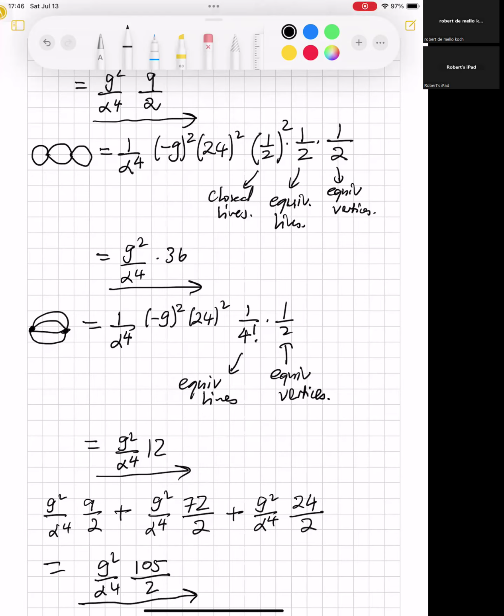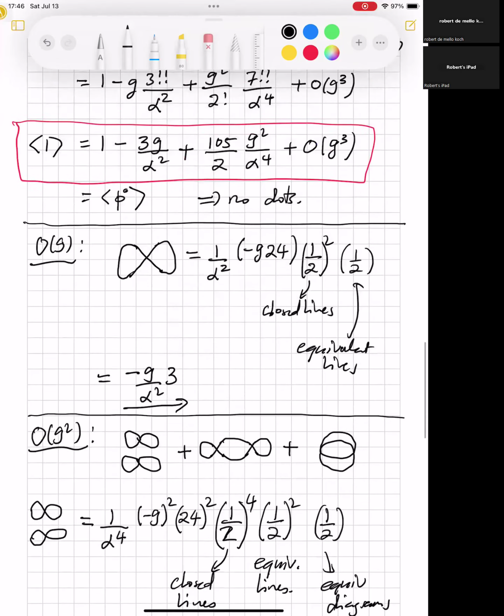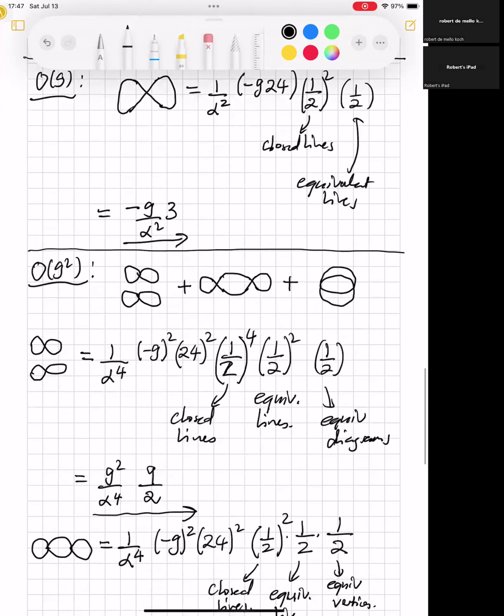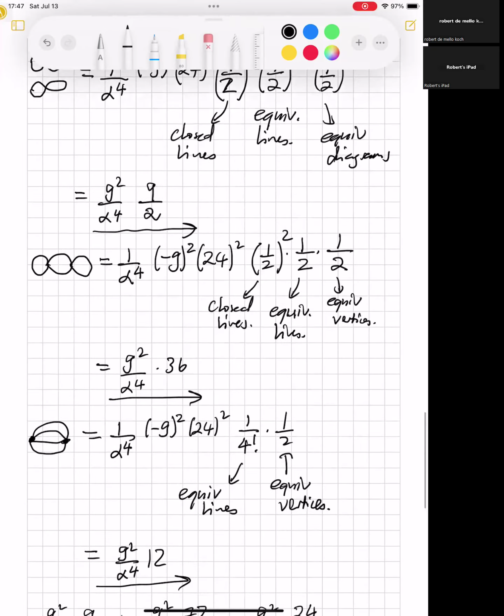And if you take a look, this is exactly the order g squared term in the expectation value of 1. So we've reproduced this red box here by summing the Feynman diagrams as shown below.